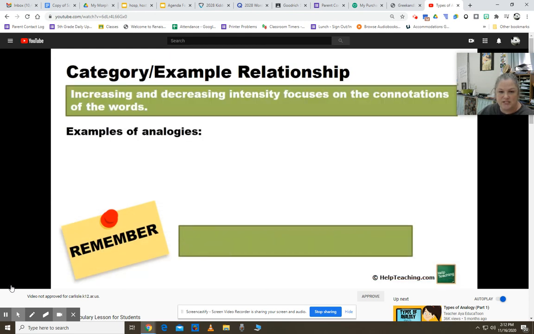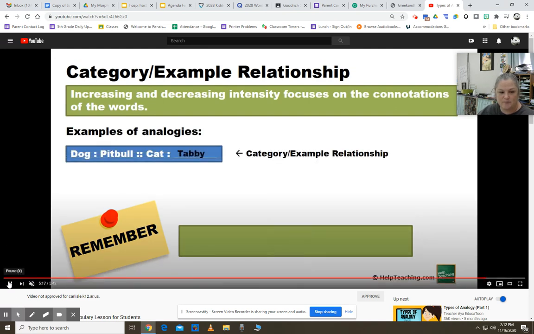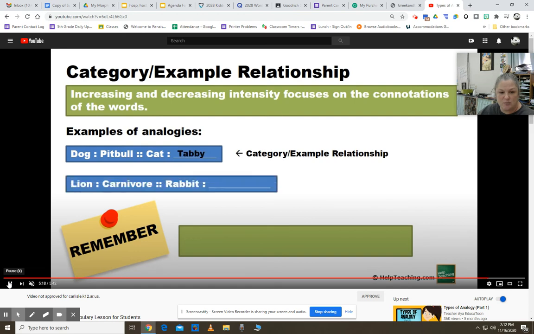Increasing and decreasing intensity focuses on the connotations of the word. So here's an example. Dog is to pit bull. Actually, this is a mistake. This is someone else's PowerPoint that I'm using, and they forgot to change this. They should have changed this to category and example relationship. So ignore this green increasing and decreasing intensity; that's for the slide before this. This one is category and example. The category is dog, the example is pit bull. The category is cat, the example is tabby.